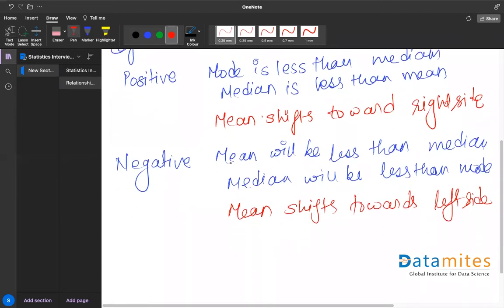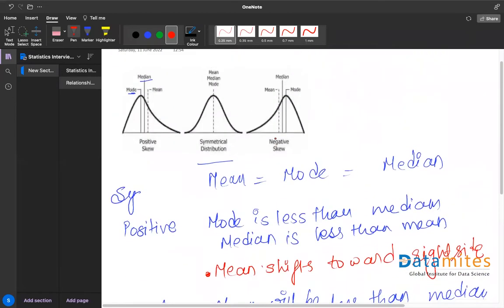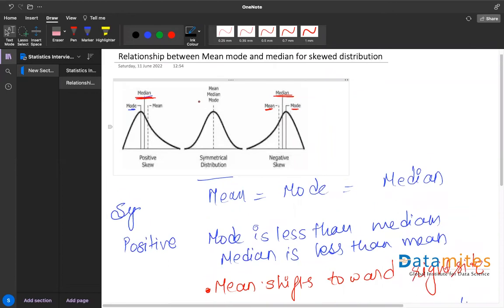Now you can create a shortcut here. You can just remember which side the mean moves, and based on that you can verify the others. So this is what the shifting is. Always see, in the skewed distribution, median remains in the same position. If you remember where mean is shifting, then you can easily identify where mode and median will be. So this is how you will remember the shortcut. All right, clear? This question is clear?